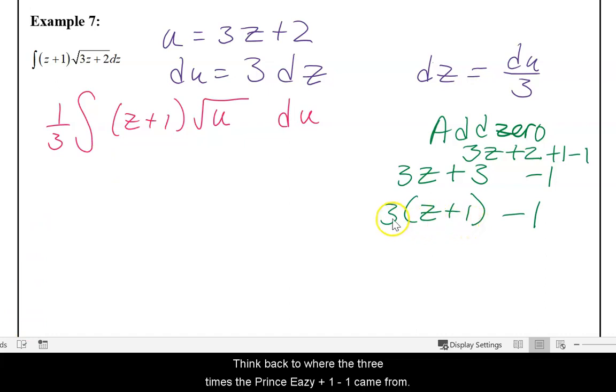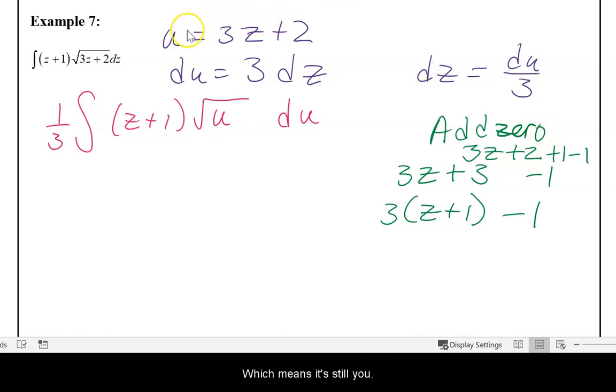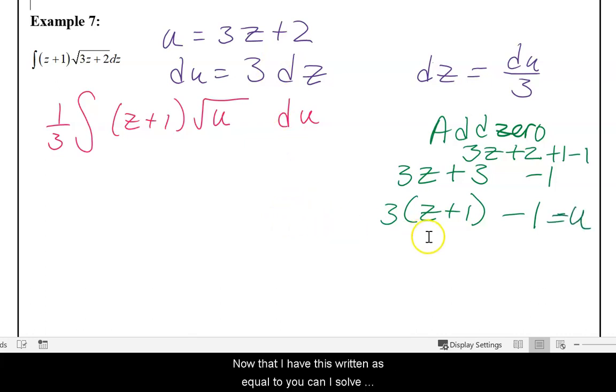Think back to where the 3 times the parentheses z plus 1 minus 1 came from. This is really 3z plus 2. Adding 1 and subtracting 1 is adding 0, which is nothing, which means it's still u. This thing that you see here is u. Now that I have this written as equal to u, can I solve this equation for what's in the parentheses, for the z plus 1?